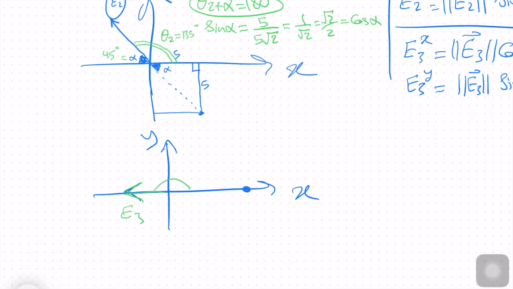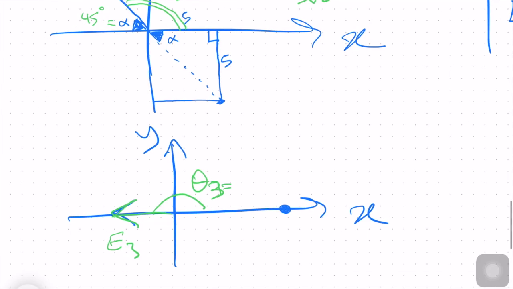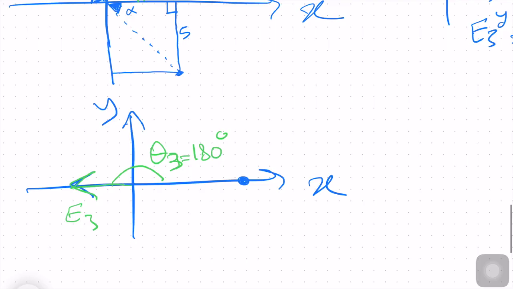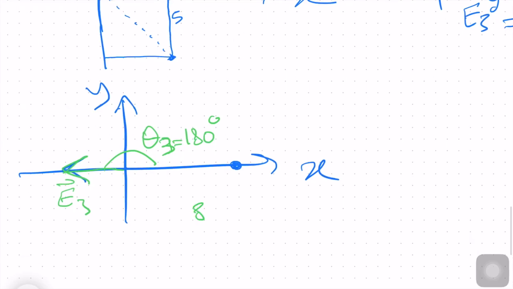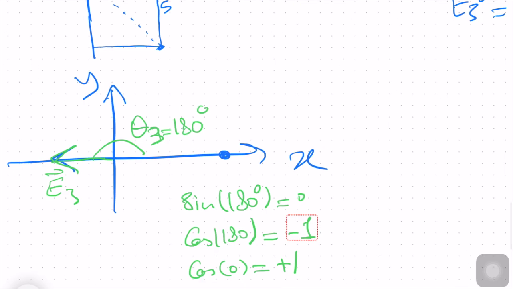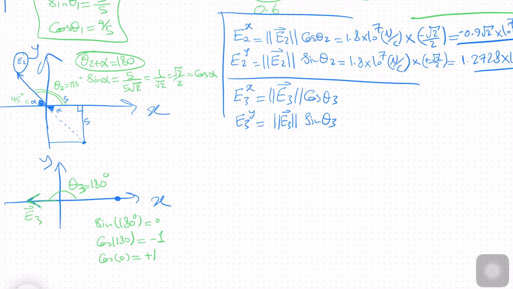So that's my E3. And its angle, theta 3, see, if I was doing this purely geometrically and not paying attention to the sign conventions, I would say that the angle is 0. But the angle is actually 180 degrees with respect to the positive side of the x-axis. And that makes a difference. Why? Because sine of 180 is the same as sine of 0 and is 0. But cosine of 180 is minus 1, whereas cosine of 0 is plus 1. You see, there's a sign difference, and again, this goes back to how you're comfortable with doing this calculation.